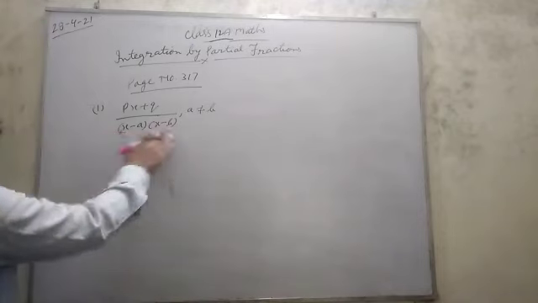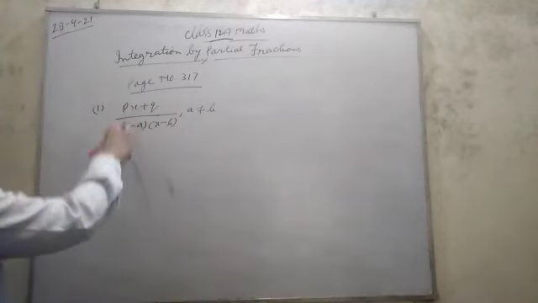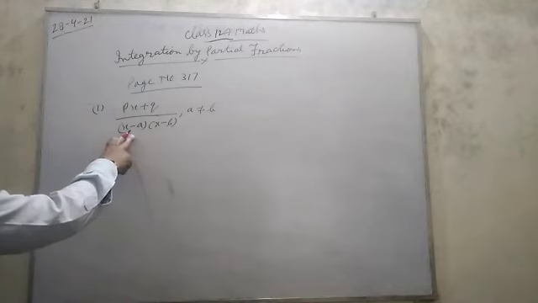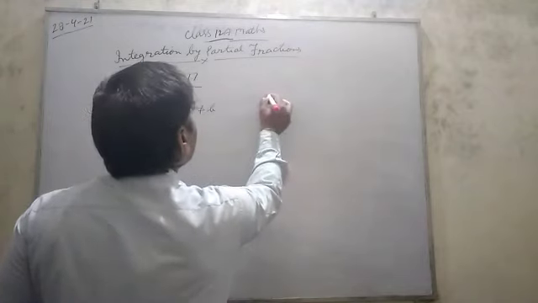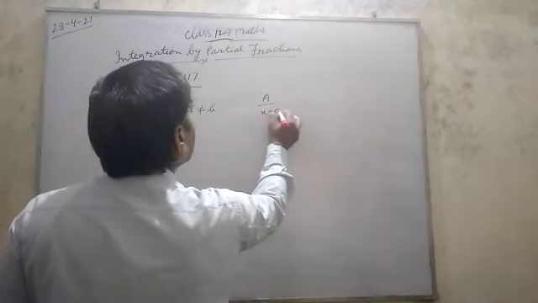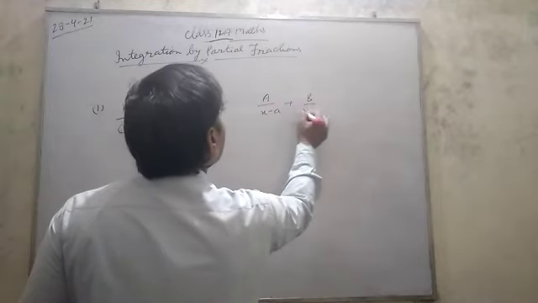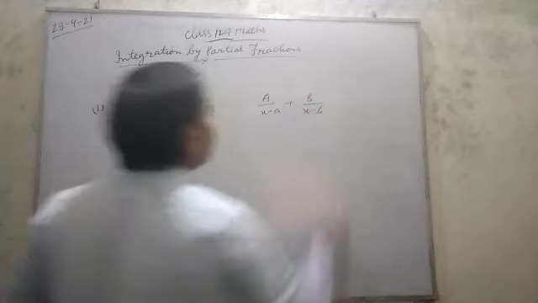So (px + q) upon the denominator. The degree of numerator is less than degree of denominator, so we will write it like this: A upon (x − a) plus B upon (x − b).